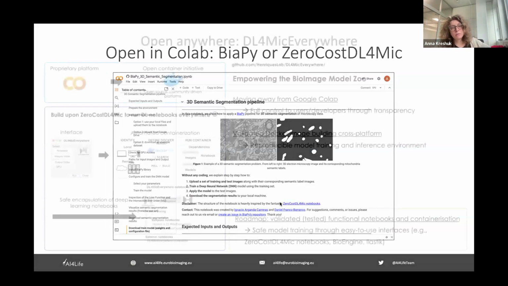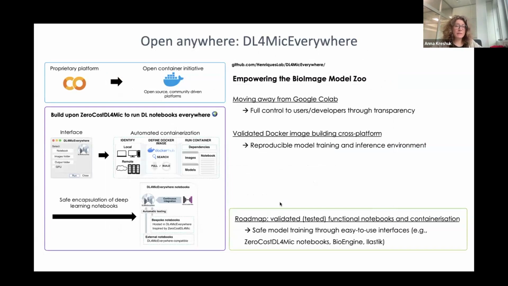If you don't like Colab, you can also use DL from Make Everywhere, which has been developed in Ricardo Enriquez's lab, also as part of AI4Life. There you can run validated Docker containers and have full control without using Google computational resources.